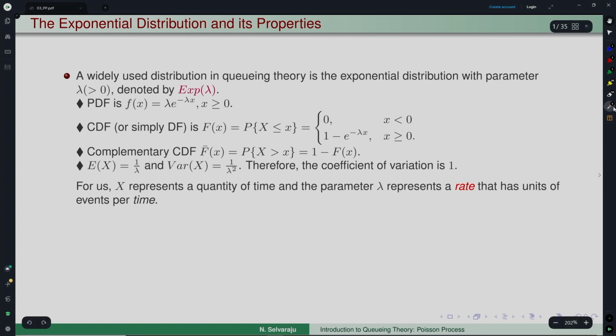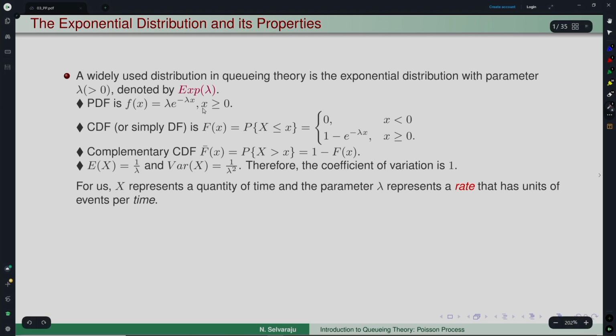It is a widely used distribution in queuing theory because of its nature and because of its connection with the Markov chains. To get familiarized with notation, we use exp(lambda) to mean an exponential distribution with parameter lambda, where lambda is strictly greater than 0, and the PDF is of this form: lambda e to the power minus lambda x for x non-negative, and 0 otherwise.